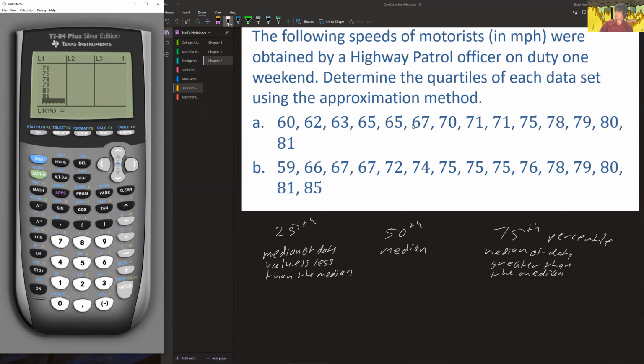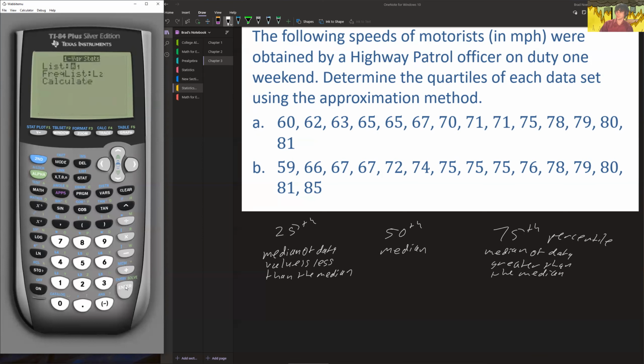Let me just double check. 1, 2, 3, 4, 5, 6, 7, 8, 9, 10, 11, 12, 13, 14. It appears as though I've missed a number. So let me just go back through here. 60, 62, 63, 65, 65, 67, 70, 71. I missed my second 71. So I'm just going to put that back into here. Always good to double check and make sure that you've included all your data values.